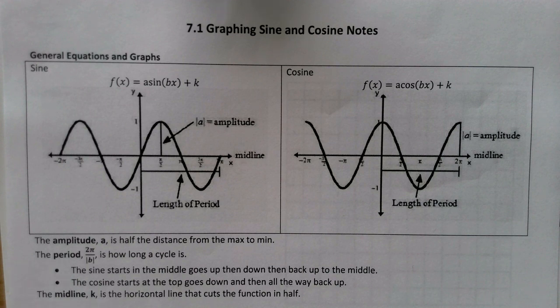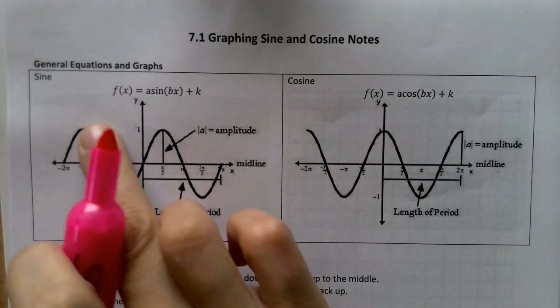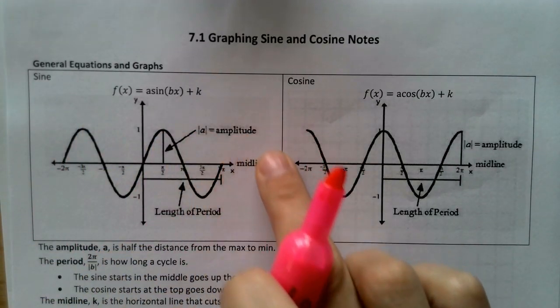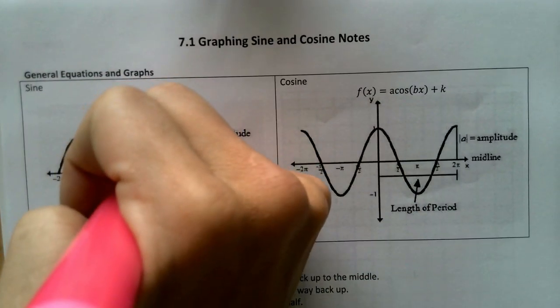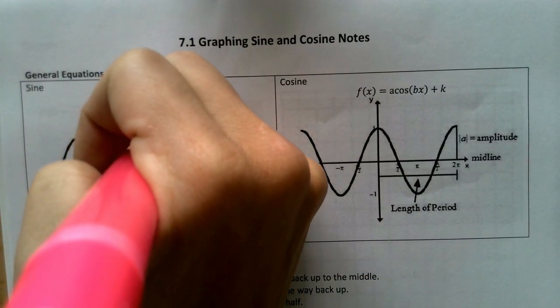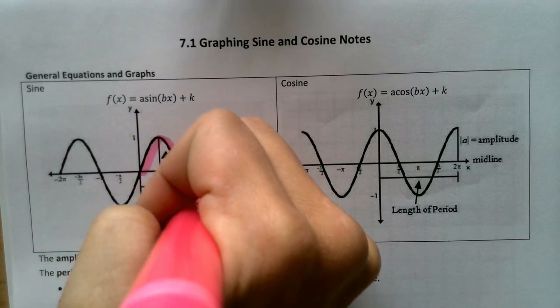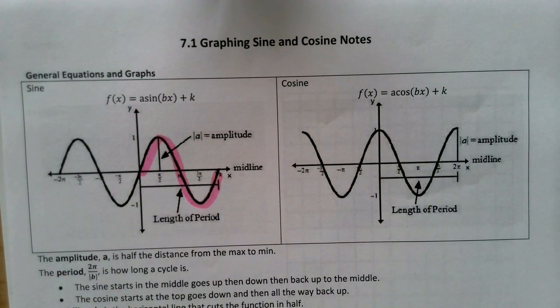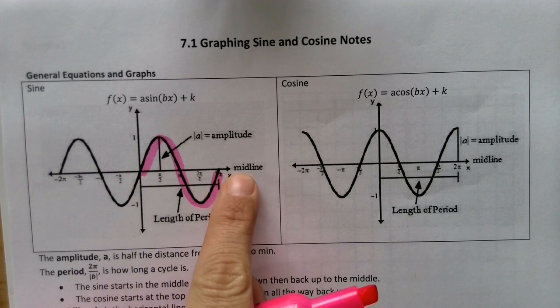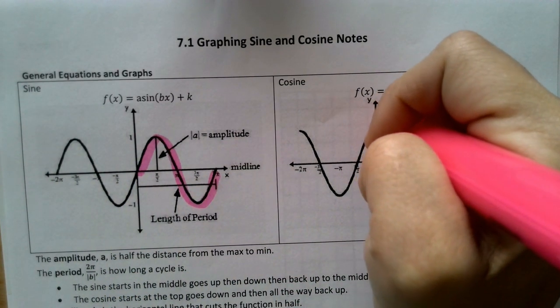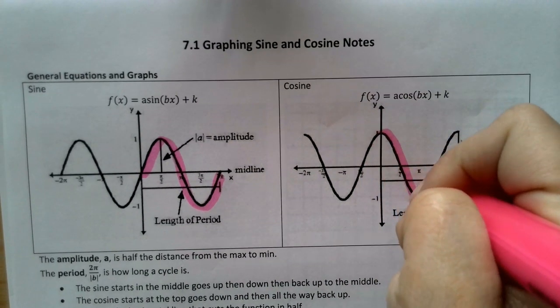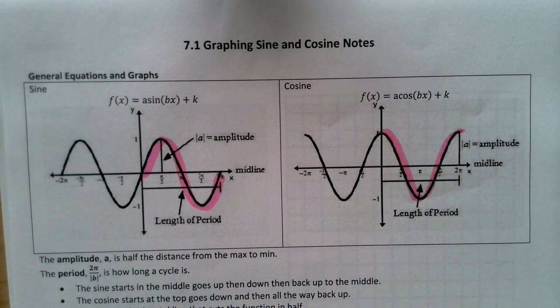Now, usually when we graph it, I'm only going to have you graph one period. But as you can see, this will keep continuing on forever. So when we graph, we're just going to graph one period. So for sine, it will start at what we call the midline. And for cosine, it starts at the top.